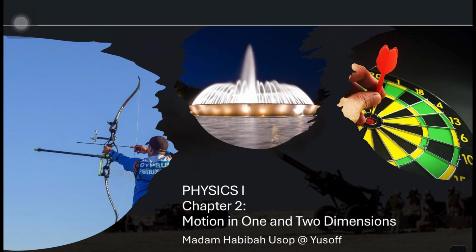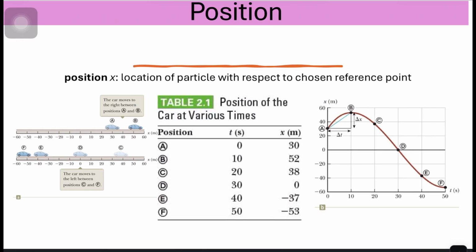Inshallah, we shall continue our lesson on chapter 2 now, entitled Motion in 1 and 2 Dimension. Before we begin the details of the formula, of course we need to recall a few terms that we use in motion. The most important and the very first is position. Position is defined as the location of a particle with respect to the chosen reference point.